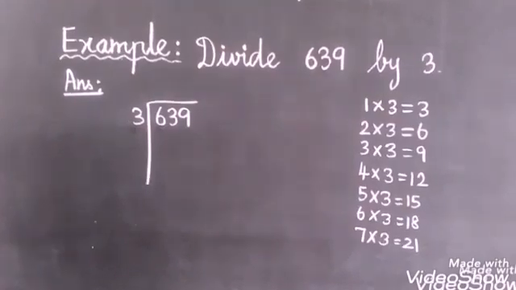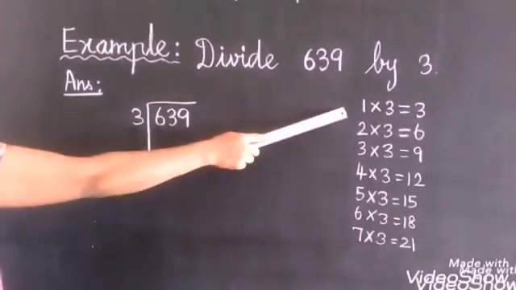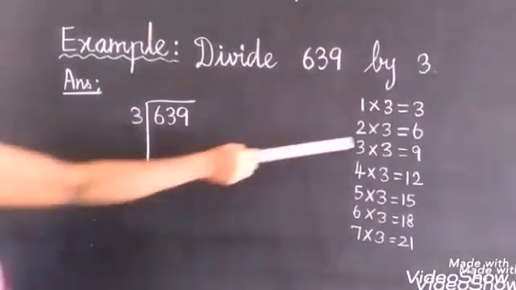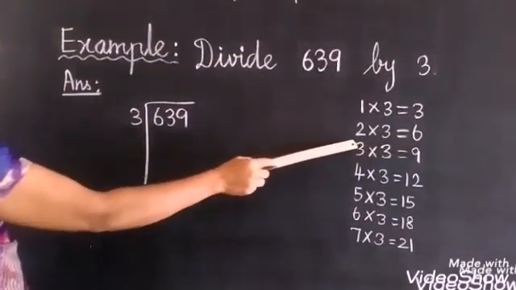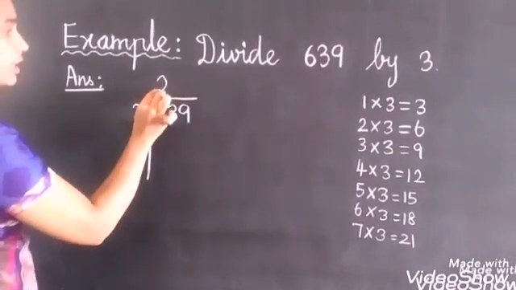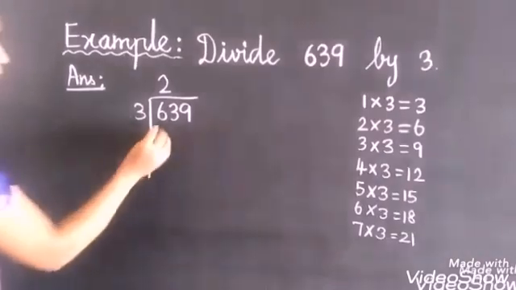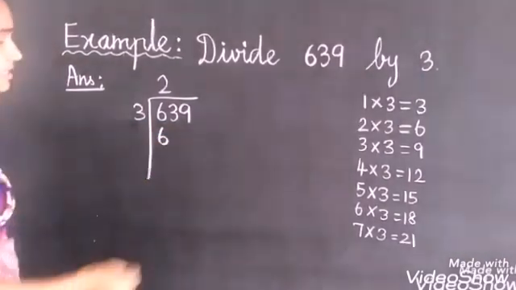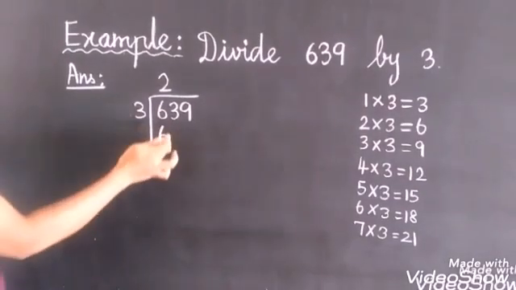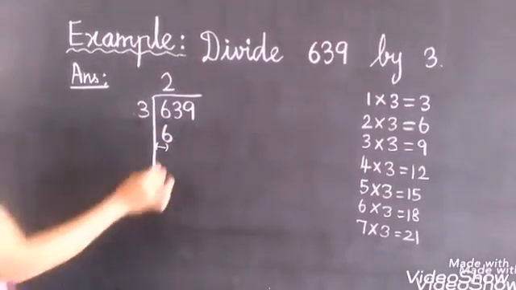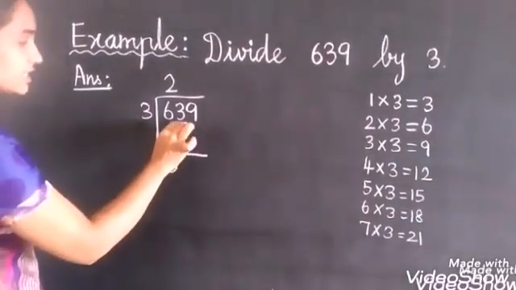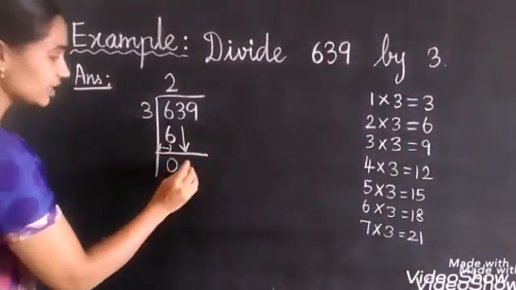See the 3 table: 1 3 is 3, 2 3s are 6. In the 3 table, 6 is how many times? Yes, 2 3s are 6. In the quotient place, put 2 and write 6 here. Then subtract 6 minus 6. What will come? Yes, very good, 0.